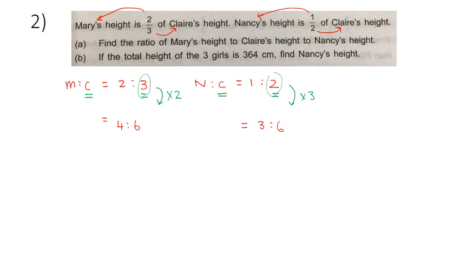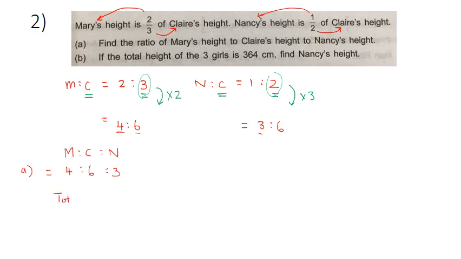Okay, therefore, Mary to Claire to Nancy: Mary will be 4 units, Claire will be 6 units, and Nancy will be 3 units. Okay, so this is the answer for A. Now for B, if the total height of the 3 girls is 364 cm, find Nancy's height.